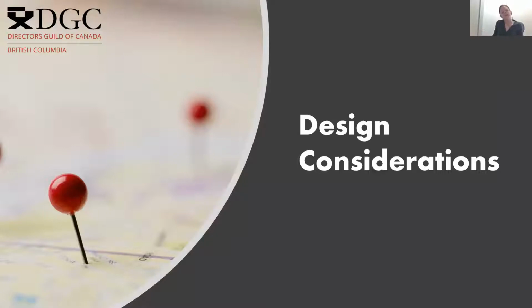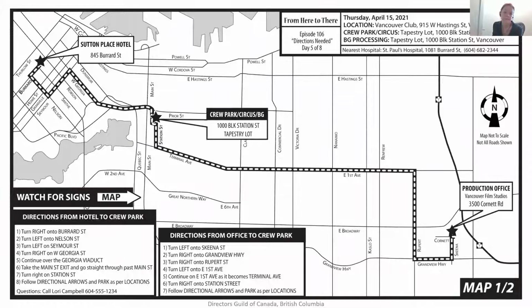So let's talk a little bit about the design considerations. There are a few things that you should keep in mind when creating your map. Just going back to the complete map we were just looking at, the best maps are simple, clean, and easy to read. Use a very simple font with minimal color and keep the focus on the directions. Again, north is at the top of the map.